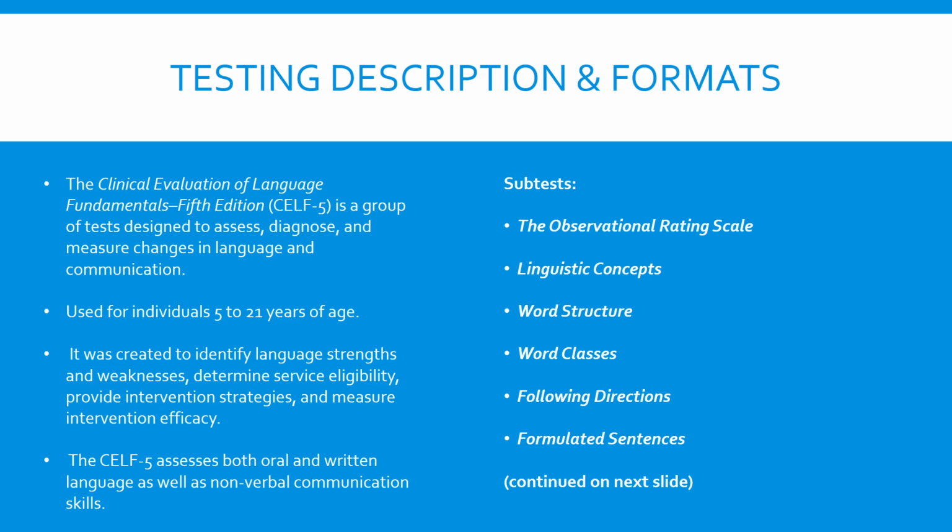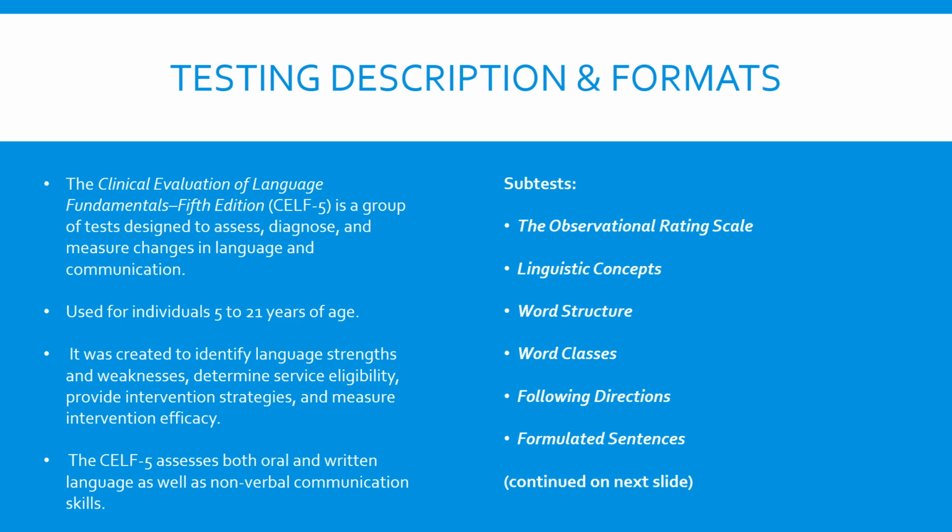Then we have following directions, which consists of 33 items that measure 5 to 21-year-olds' ability to interpret, recall, and follow verbally presented directions. The examinees are shown 4 to 18 pictured objects and are required to point to the objects in the order described by the examiner. So they have to do it in that specific order.